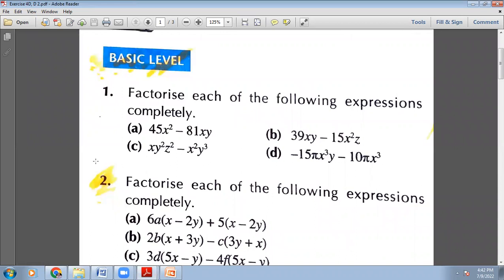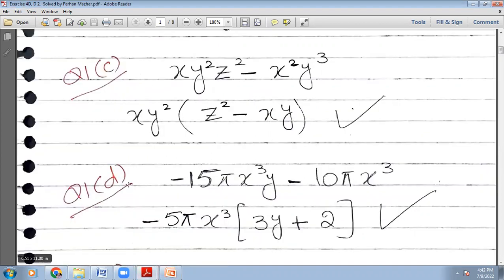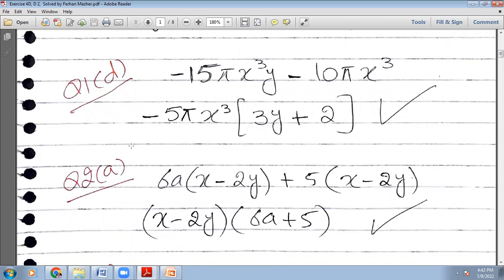Question number 1, D part, minus 15 pi x cubed y minus 10 pi x cubed. So here the 5 is common, negative is common, pi is also common, x cubed is common. So we will take minus 5 pi x cubed common. Inside the bracket, you are left with 3y plus 2. We divide this by the common, and this is what you are left with. Minus 5 pi x cubed bracket 3y plus 2 bracket close. This is question number 1, D part.